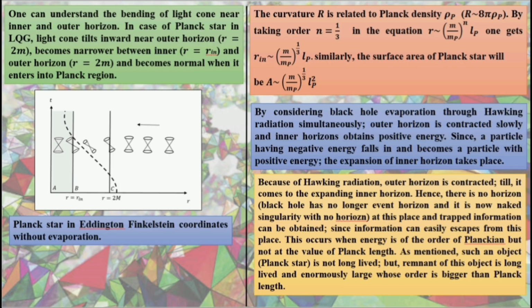At this place, entrapped information can be obtained. Since information can easily escape from this place, this occurs when energy is of the order of Planckian, but not at the value of Planck length. So this is the point which should be noted by viewers to understand the mechanism inside the Planck star. As mentioned, such an object is not long-lived, but the remnant of this object is long-lived, enormously large, whose order is bigger than Planck length.